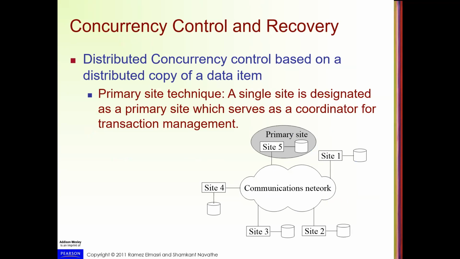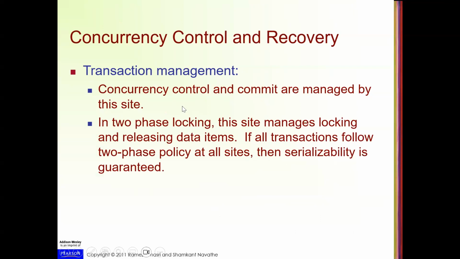Now, let us see the distributed concurrency control based on a distributed copy of a data item. We have a technique called the primary site technique, wherein a single site is chosen as a primary site, which serves as a coordinator for all the transaction management. So you have, for example, sites 5, 2, 3, and 4. Site 5 becomes the primary site, and this becomes the coordinator in managing the transactions. Transaction management, concurrency control and commit are managed by this primary site.